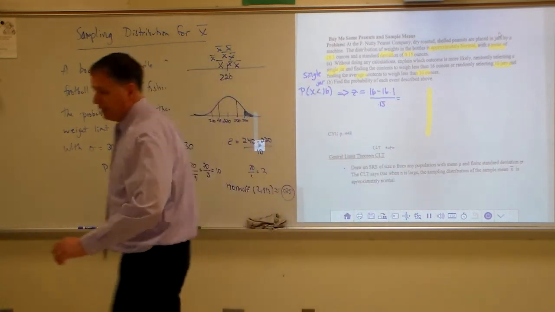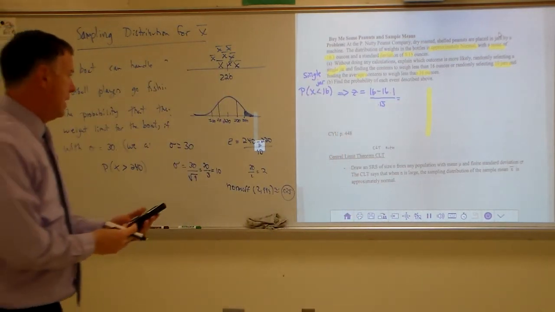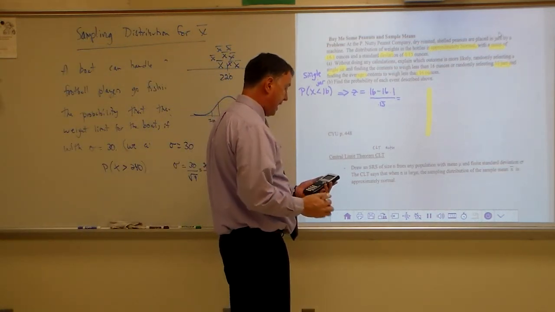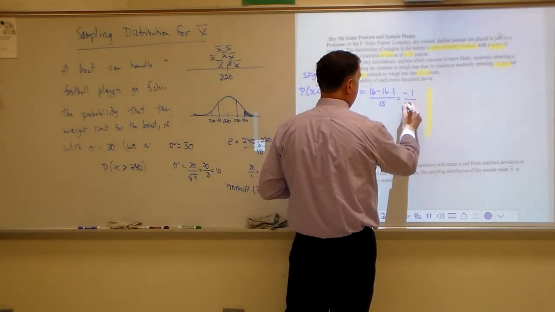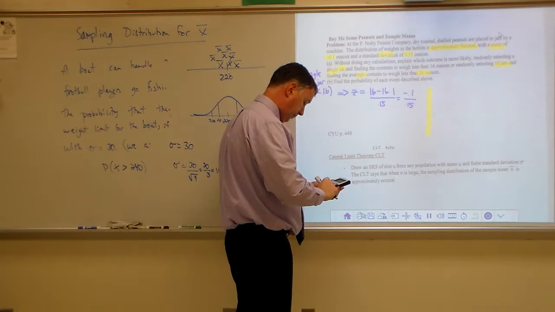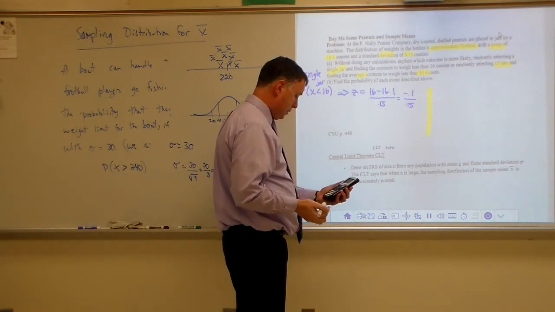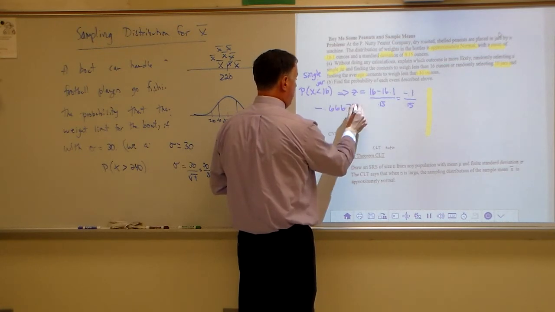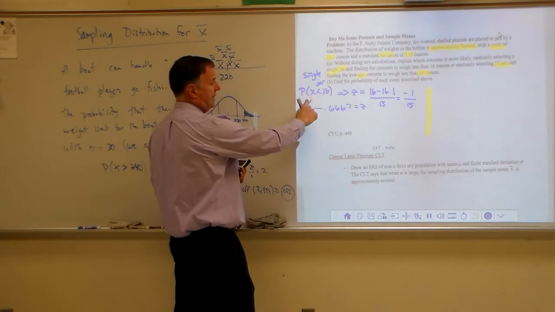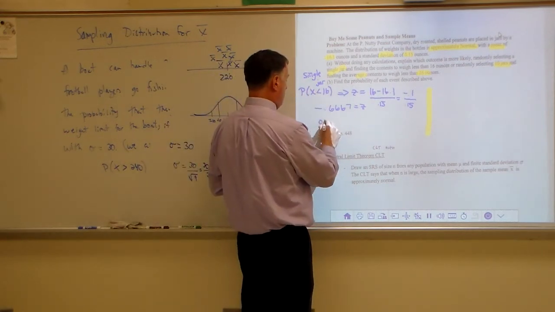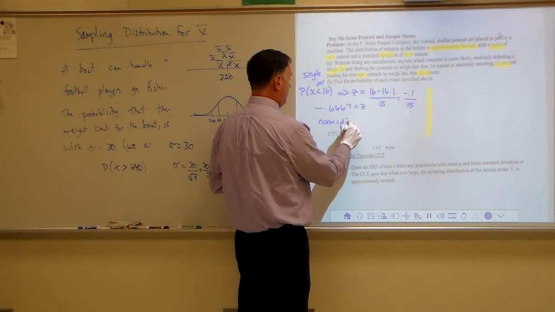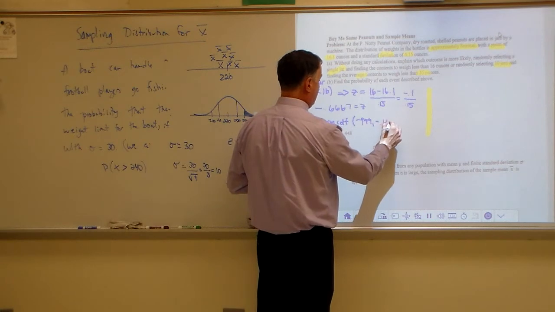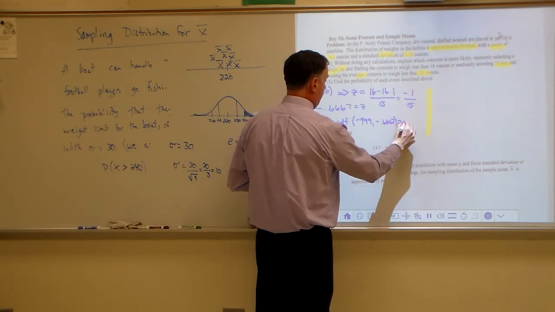So when I do that, let me get my calculator. So I do 16 minus 16.1, and I get negative 0.1, divided by 0.15, negative 0.6667. That's my z-score. I want it to be less than that, so I'm going to do normalcdf, negative 999 to negative 0.6667. And we're going to find that probability.